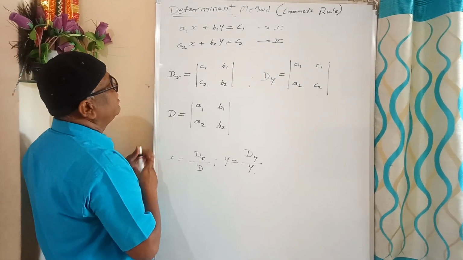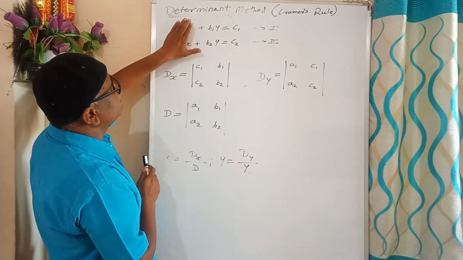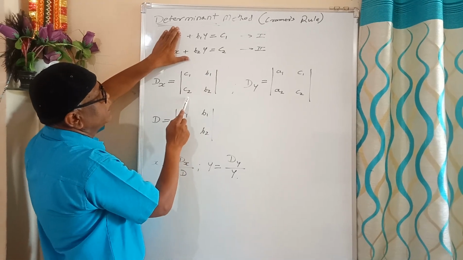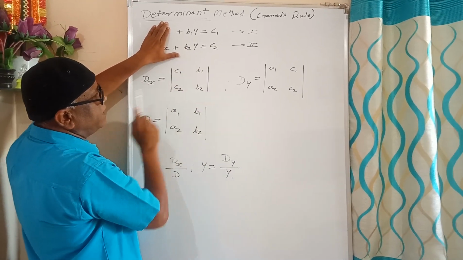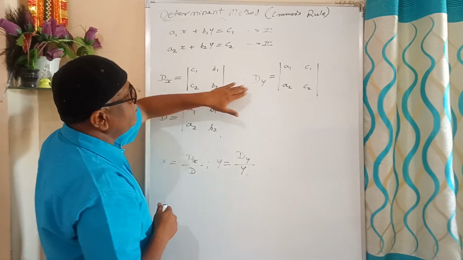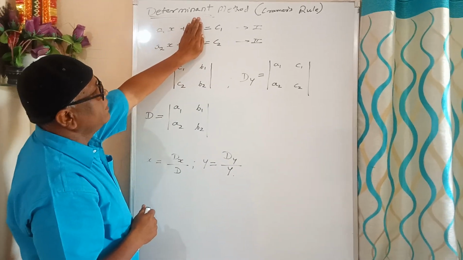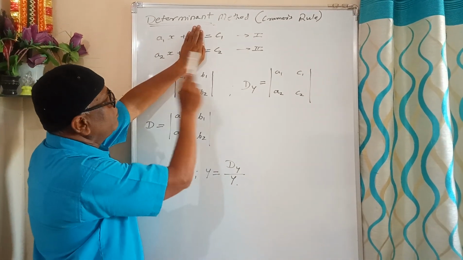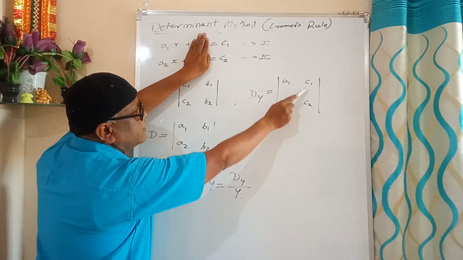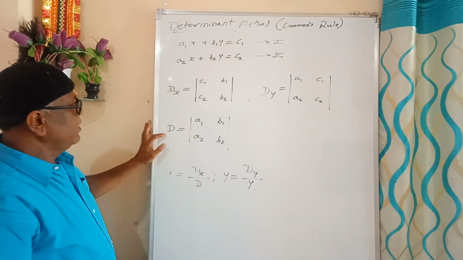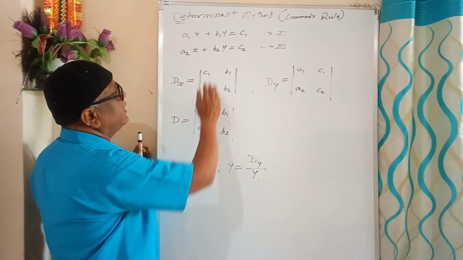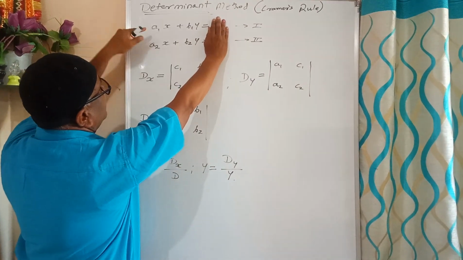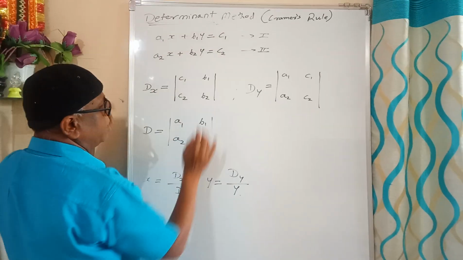Now when we are finding dx, close the x variables. Now here write C1, C2, B1, B2 in the determinant. Now when we are finding dy, close the y variable. Now here you can write A1, A2, C1, C2 in the determinant. Now when you are finding d, close the constant terms. Now write the coefficients of x and y, A1, A2, B1, B2.